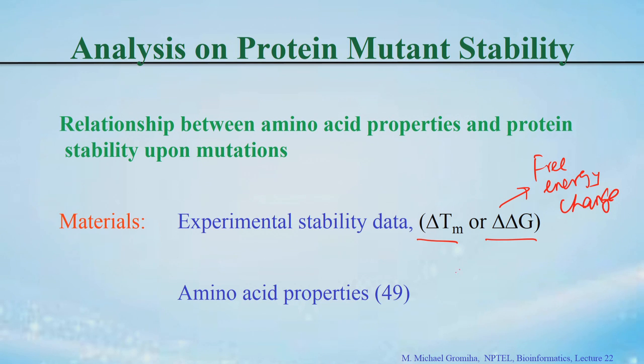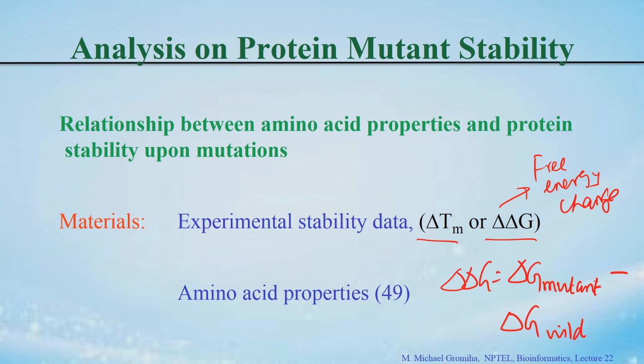Right. So, delta G you can get this equal to delta G mutant minus delta G wild. Experimental data can provide the delta G values for the wild type and for the mutant, and you can calculate delta G using the equation, delta G mutant minus delta G wild, right, this is known. Like delta Tm also you can calculate if the experimental data are available.